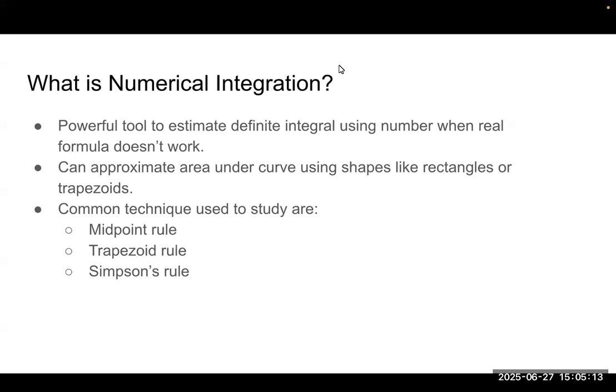That's right. And then we can do this by considering different shapes under the curve, like rectangle, trapezoid, parallelogram, and so on. Mostly, I'm going to talk about midpoint rules and trapezoid rules here.